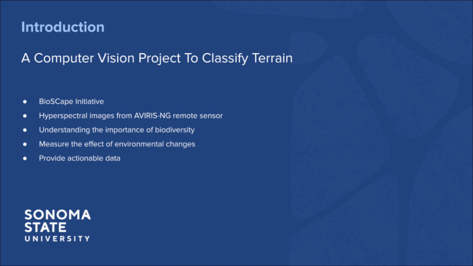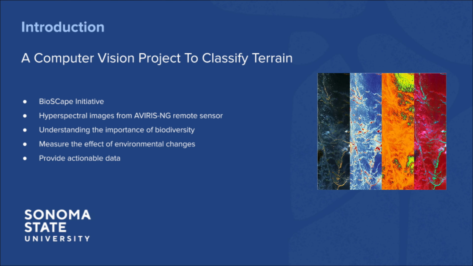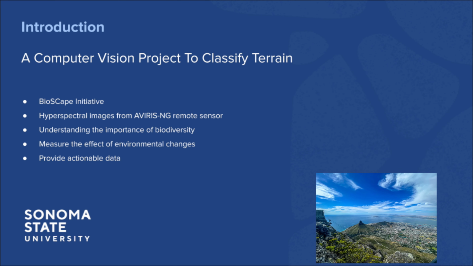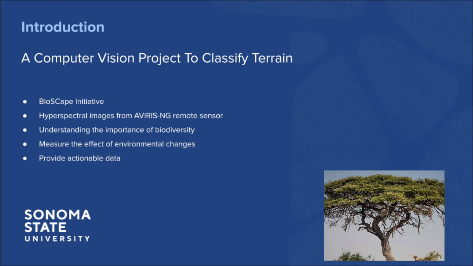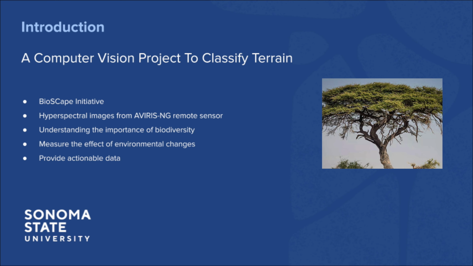It's inspired by the Bioscape Initiative's project to use hyperspectral images from the AVIRIS-NG remote sensor to link the diversity of organisms with ecological processes, such as nutrient cycling and energy flow, across diverse landscapes. These findings will provide critical insights into how ecosystems respond to environmental changes like climate change, habitat loss, and human activity. Ideally, this will provide actionable data that can be used in further conservation efforts.